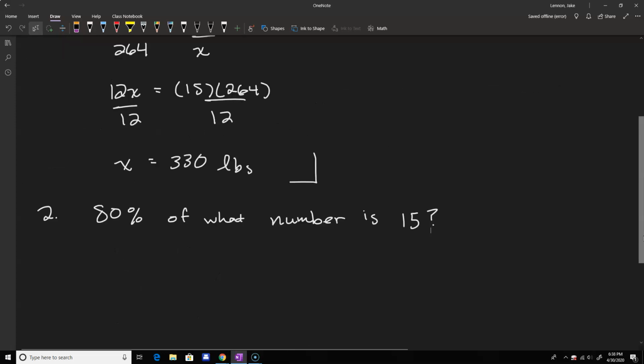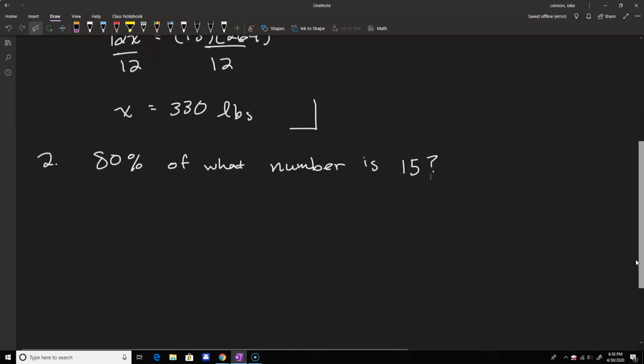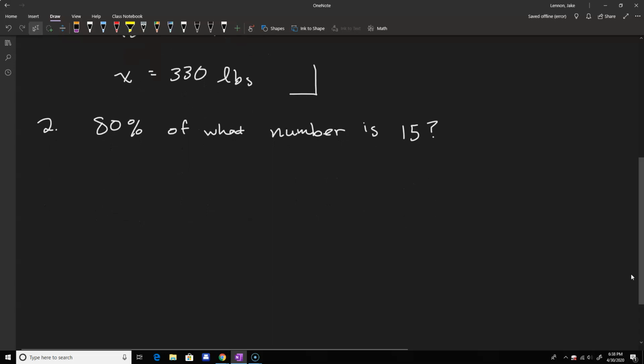Okay, so for number 2, we just have a percentage word problem. It says 80% of what number is 15? We want to remember our key translations when we go from words to equations. 80% as a decimal, we move the decimal place 2 spots, so as a number, 80% is 0.8.